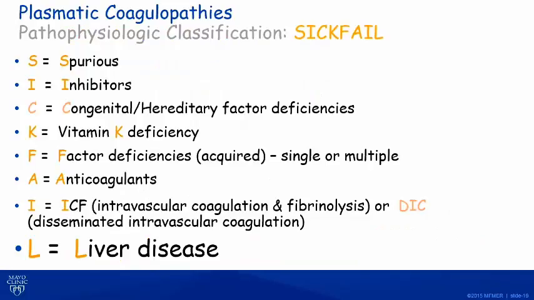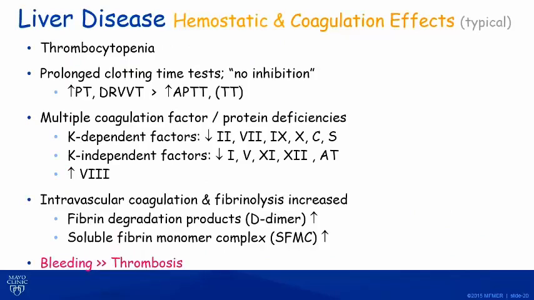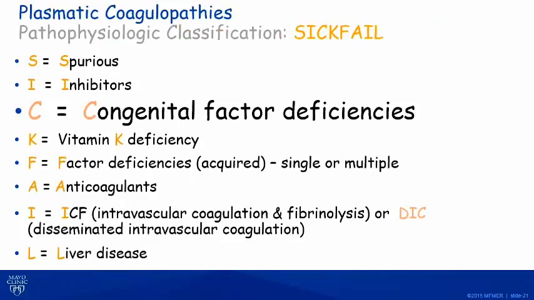Liver disease. Well, the liver disease clotting pattern, pro time more prolonged usually than the PTT. The K-dependent factors are low, as well as essentially all the other factors made in the liver except for factor VIII, which comes from liver endothelium. Patients bleed more than they thrombose, but they can do both.